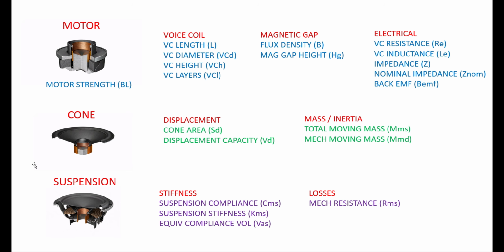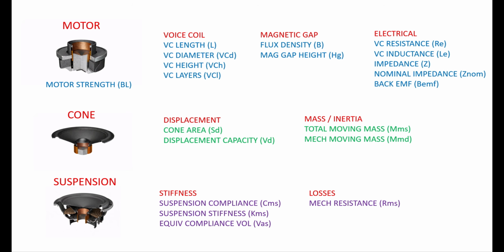So we have what we call suspension compliance, which is how soft it is, and its inverse parameter, which is suspension stiffness, or KMS. There's also a measure called VAS, which is used for calculating speaker boxes, and that is basically how much air trapped in a box would be as springy as the suspension on your speaker. And then of course we have a suspension losses measure, which is about how much the suspension loses in terms of energy, in terms of the flex and friction involved in the suspension parts.